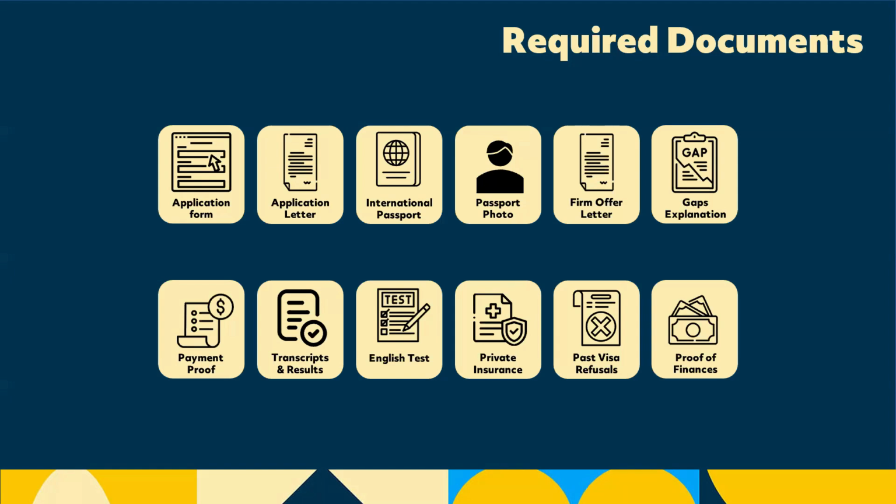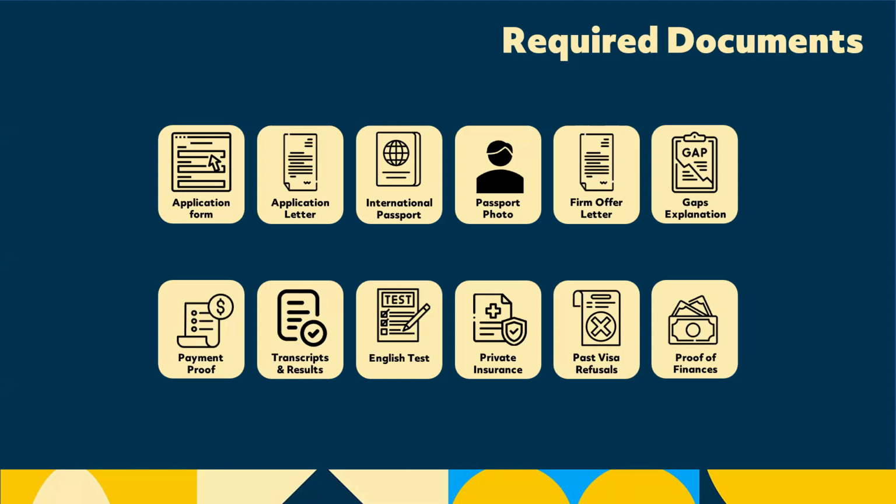Your firm offer letter from DCU. Explain all gaps in your education or employment in your letter as well. Provide proof that you've paid your fees, and then you provide your transcripts and results, then your English language test as well, and then proof of private medical insurance is very, very important. Then any past visa refusals, you must fully explain those as well. And then you must provide proof of finances as well.